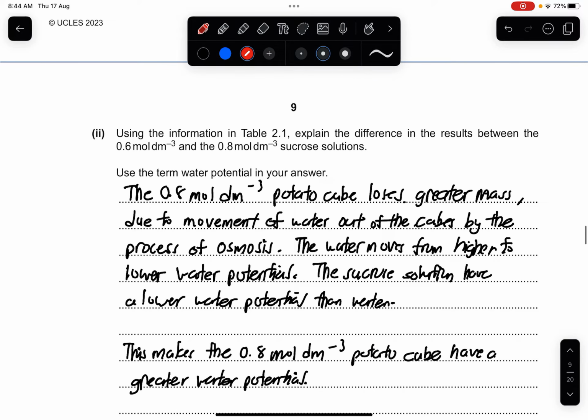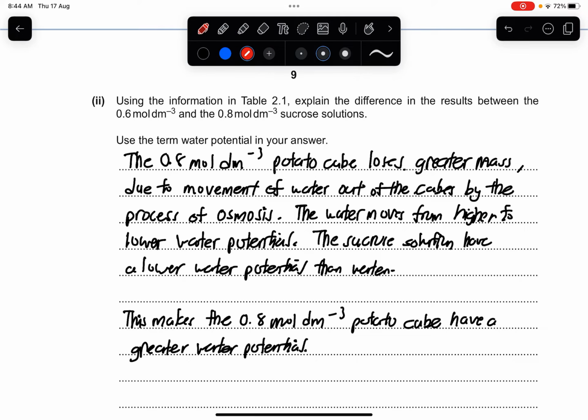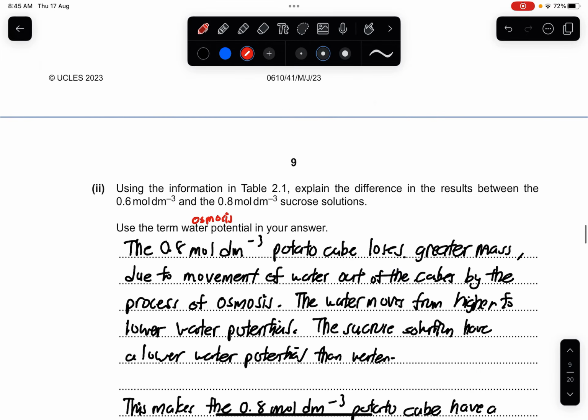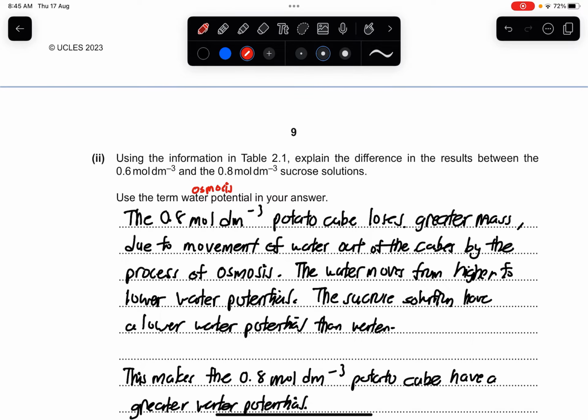Okay. Question 2II. Using the information in table 2.1, explain the differences in results between the 0.6 mole dm and the 0.8 mole dm sucrose solutions. Use the term water potential in your answer. So this is definitely a link to osmosis explanation. You can see the 0.8 and the 0.6, there is a much larger change in percentage. So you can see that the 0.8 mole dm potato cubes lose a greater mass due to movement of water out of the cubes by the process of osmosis.